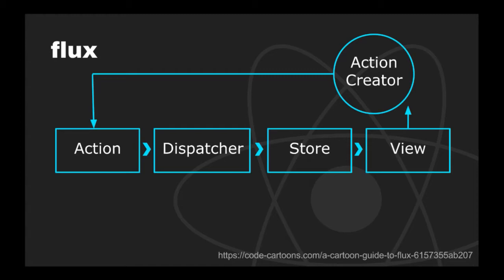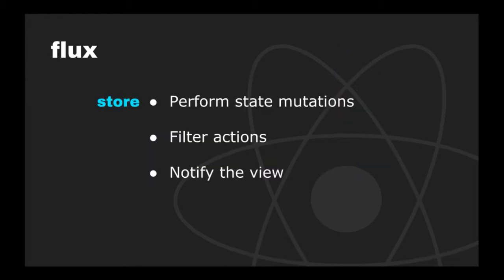Continuing with our diagram, we're going to go to the store, and finally the store is this object that is going to actually perform this state mutation. As I said, it's going to receive all the actions, so it will need to filter the actions that are specific for that store or for the data stored inside that particular store. And then it's going to notify the views. Maybe a couple of views will have a reference to specific stores, so it's going to notify only those views. This is in a Flux architecture.